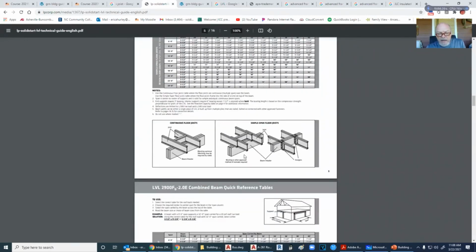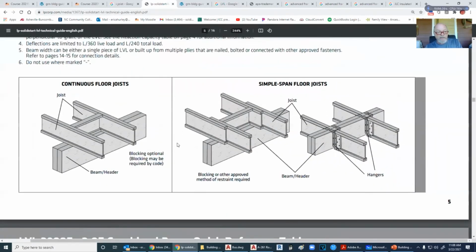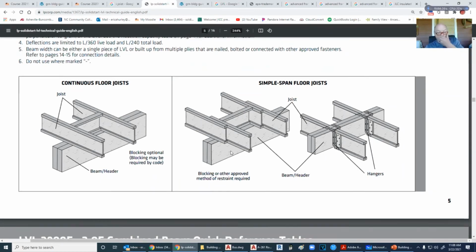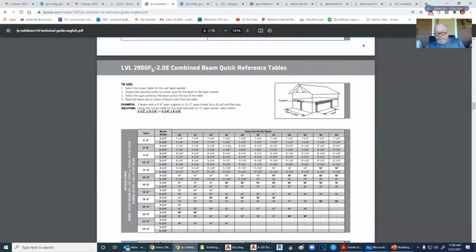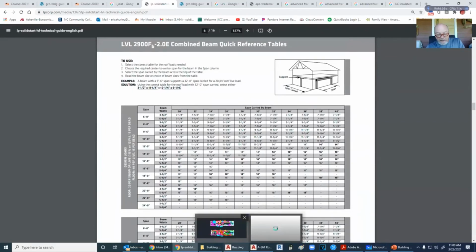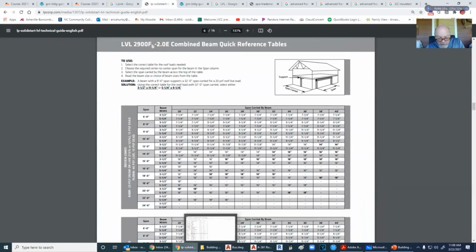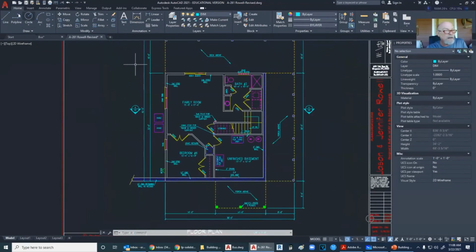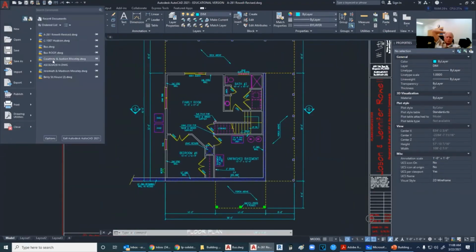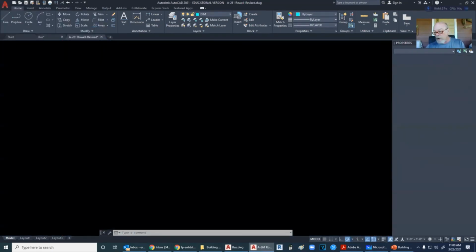So here is that LVL with an I-joist. We're using the LVLs down here to help support these I-joists, or we can hang them on there. Are there code minimums for a lot of that? Not for LVLs. The code actually says you're going to go by what the manufacturer says.